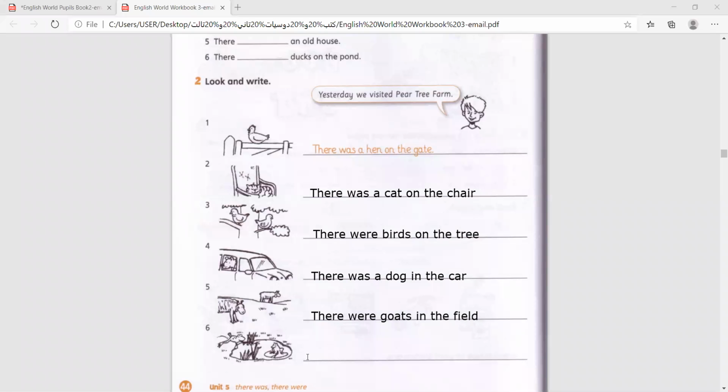And finally, there were frogs in the pond. Pond is a little lake. And that's it. Pause and copy. Great job.